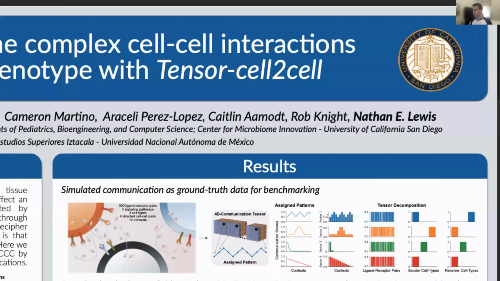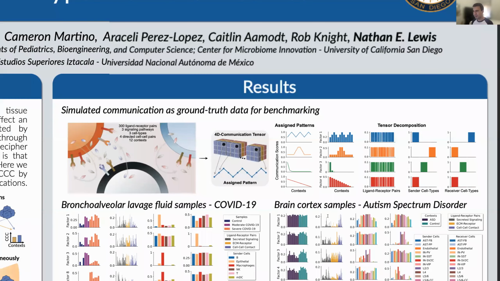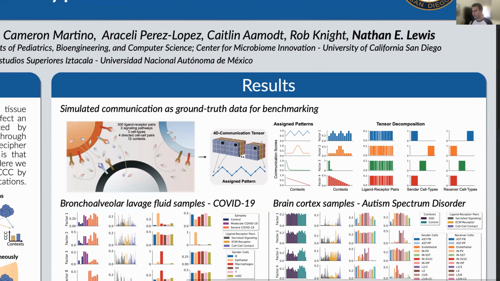So to test our approach, we simulated a system of 3 cell types using 300 ligand receptor pairs. For multiple groups of these cell types sending signal to other cells or to themselves, we assigned a given number of ligand receptor pairs, and we simulated 4 different patterns, and we included them in this 4-dimensional tensor that we simulated. Tensor cell2cell, without knowing anything about this simulated information, just the numbers in the tensor, was able to decompose this original tensor into 4 factors.